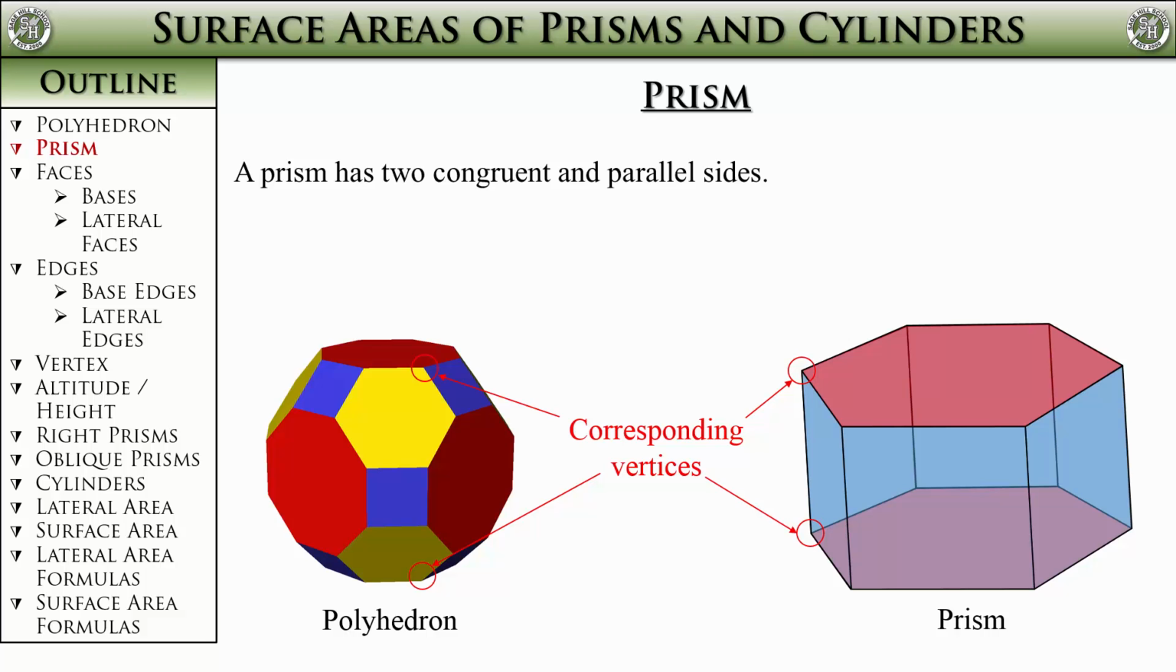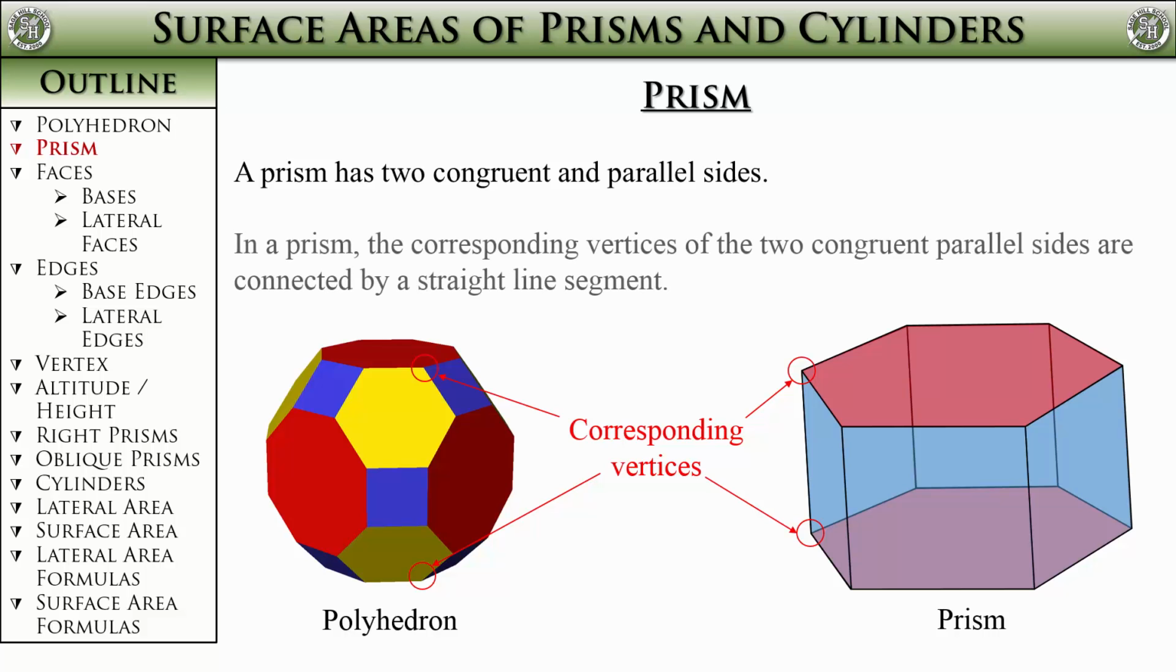Now we get to the difference between these two shapes. In a prism, the corresponding vertices of the two congruent parallel sides are connected by a straight line segment. On the left shape, these corresponding vertices are not connected by a line segment. The shape bows out. That's why it isn't a prism. On the right shape, the corresponding vertices are connected by a line segment. Those are the two properties that a polyhedron needs to have before you can call it a prism.